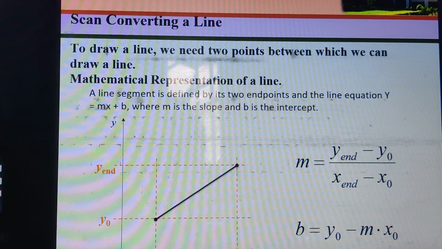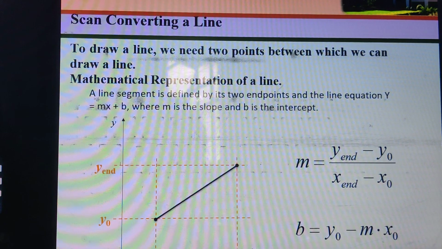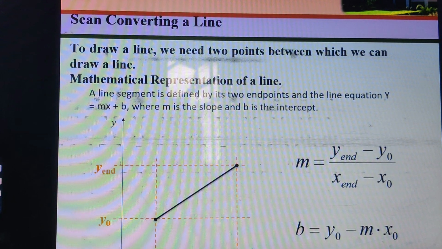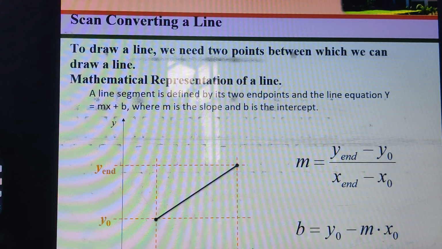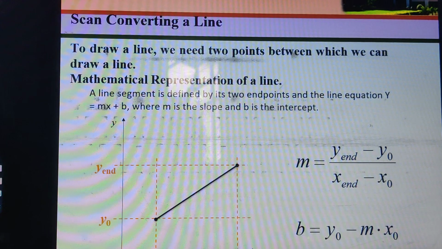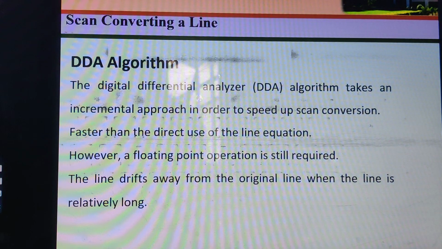With these two points of the line segment, we can calculate the slope of the line segment. For calculating the slope, the formula is m equals y2 minus y0, or we can consider it as the endpoint with respect to the y-axis minus y0, over xn minus x0. In this way, we can calculate the slope of the line segment. After calculating the slope, we can find out whether it is a straight line or a slanted line.